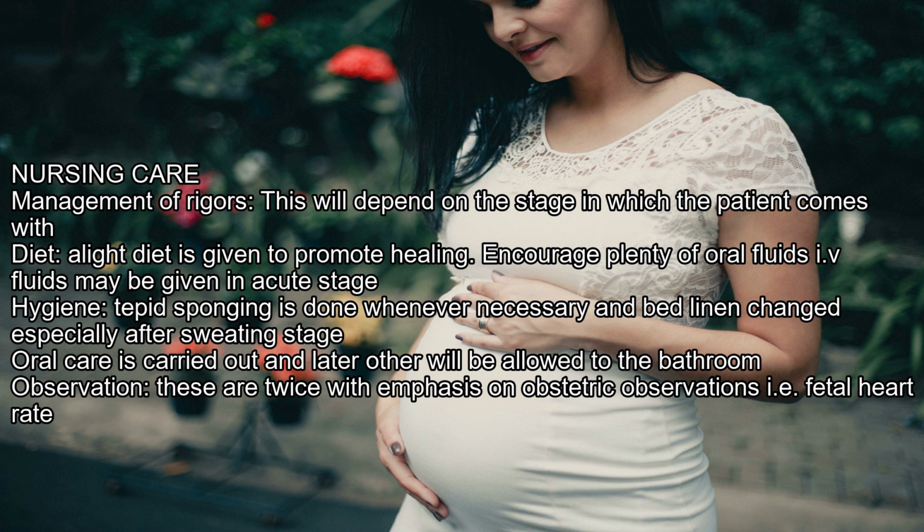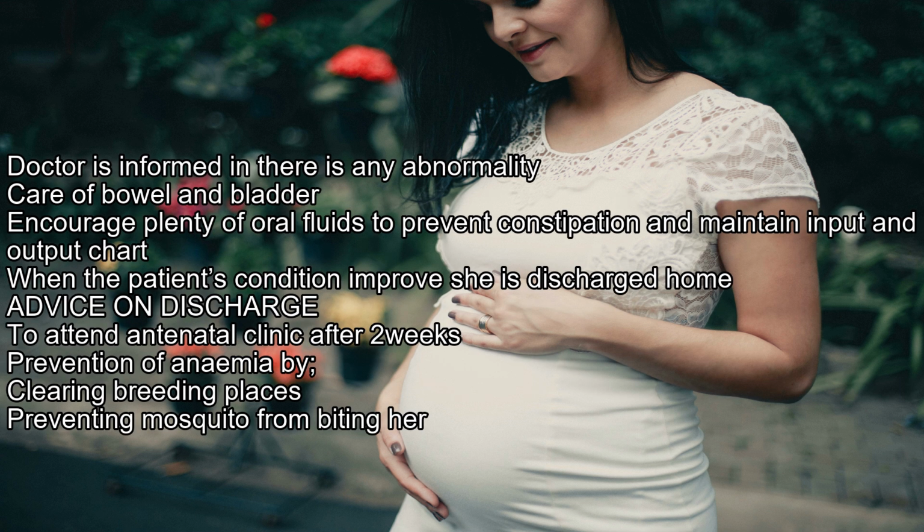Observations are done twice daily with emphasis on obstetric observations, such as fetal heart rate. The doctor is informed when there is any abnormality. Care of bowel and bladder: encourage plenty of oral fluids to prevent constipation and maintain an input and output chart. When the patient's condition improves, she is discharged home. Advice on discharge: to attend antenatal clinic after 2 weeks.